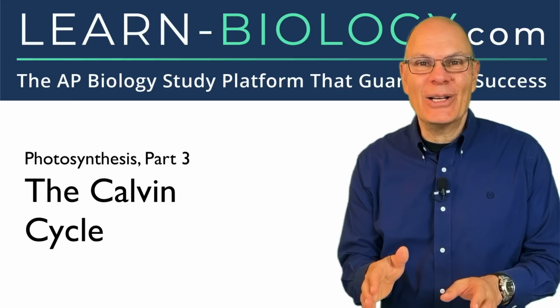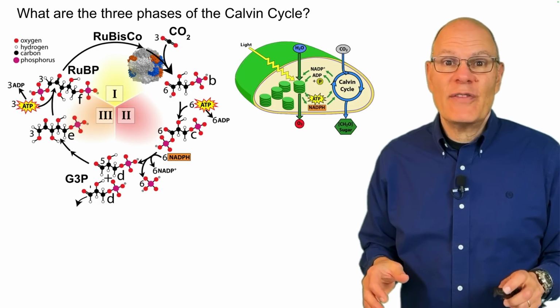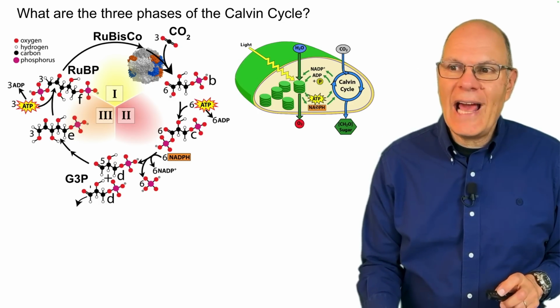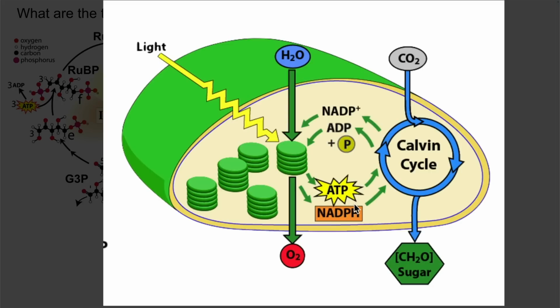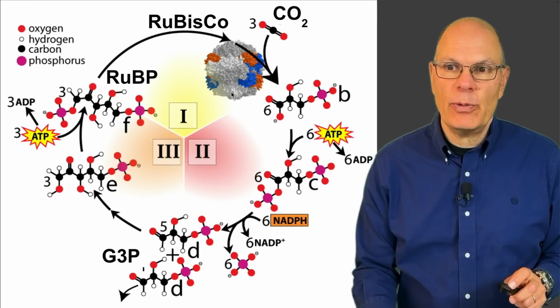Photosynthesis part 3, we've covered the big picture and the light reactions, and now we're going to talk about the Calvin cycle. What are the 3 phases of the Calvin cycle? So let's remember the Calvin cycle takes the products of the light reactions and carbon dioxide and uses it to create sugars. So that occurs in 3 phases.